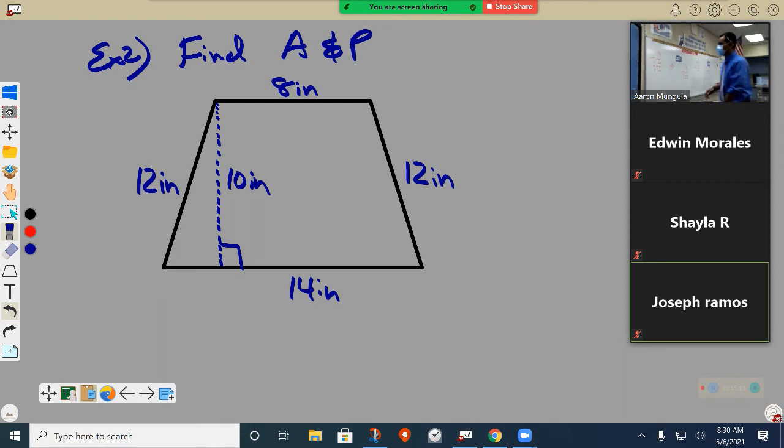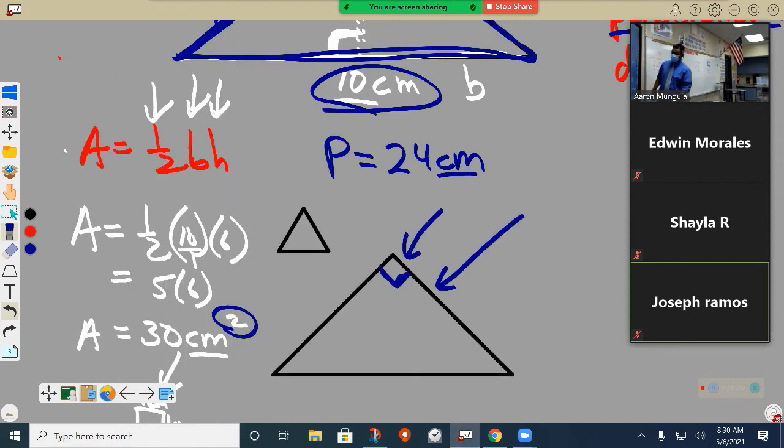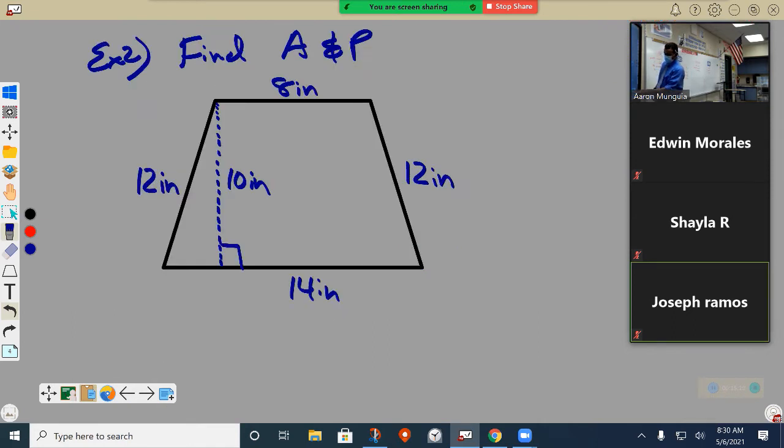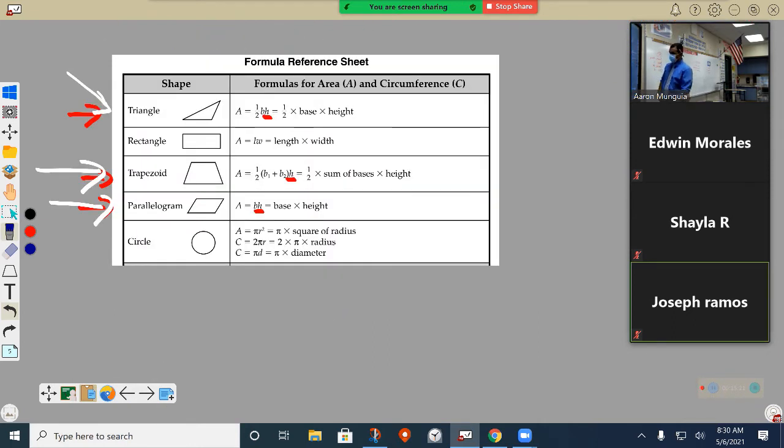Here we go. What's a trapezoid formula? Let me go to my formulas. Remember, I put this formula table on C45. So I'm dealing with trapezoid now. So trapezoid's right here. The area is 1/2 base 1 plus base 2 times the height.